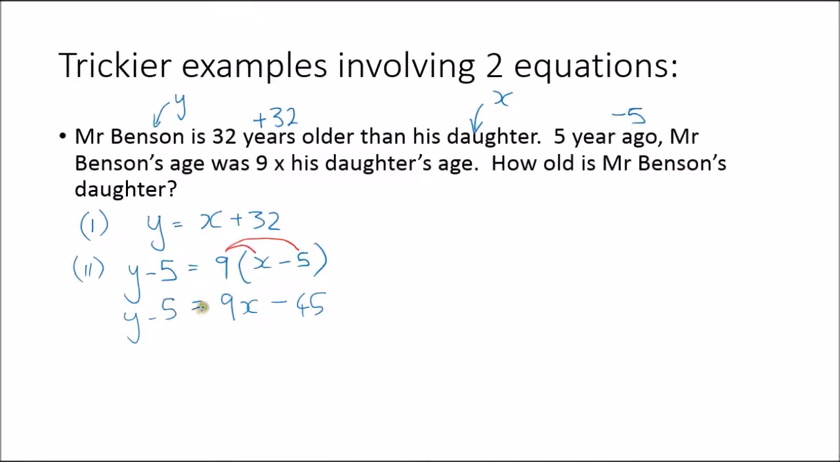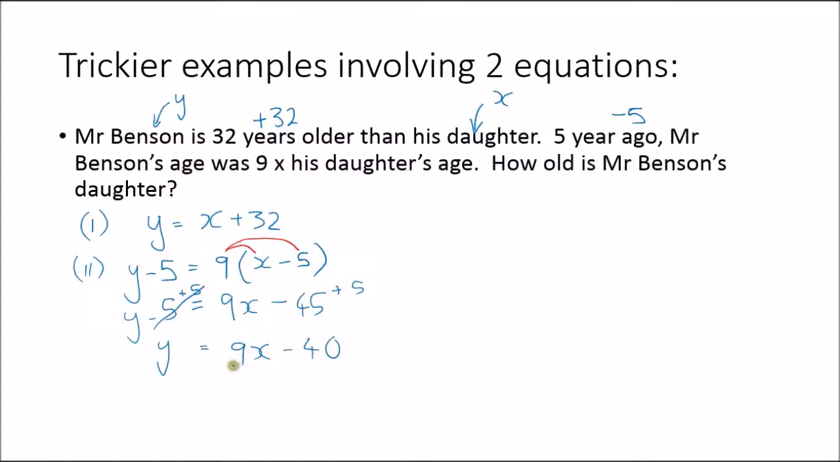Now what I would like to do is get all my numbers together. So it makes sense to get the small numbers here and put them with the small amount of numbers here, and I'll put them with the bigger amount of numbers here. And so what we're going to end up with as they cancel is y equals 9x minus 40.